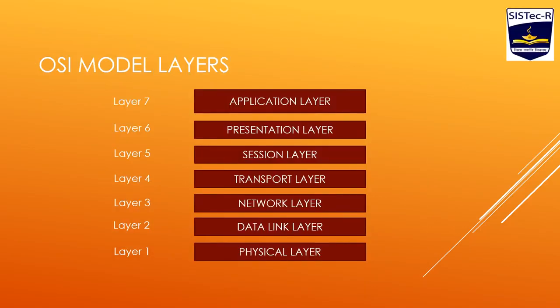This is the OSI model, and it has 7 layers, from 1 to 7, from bottom to top. First is the physical layer, second is the data link layer, third is the network layer, fourth is the transport layer, fifth is the session layer, sixth is the presentation layer, and last is the application layer. I'm going to explain each layer in the further slides.